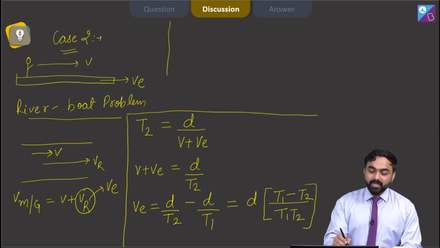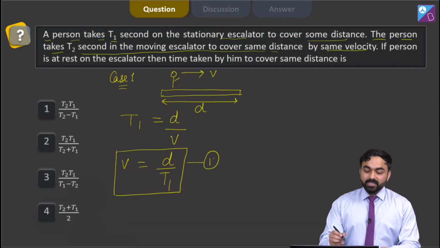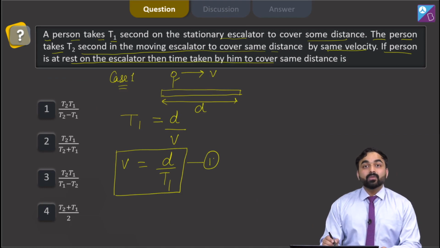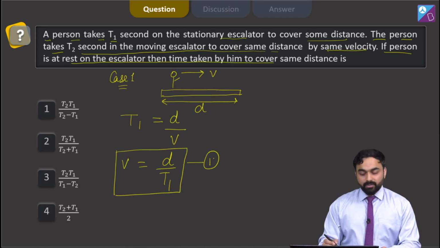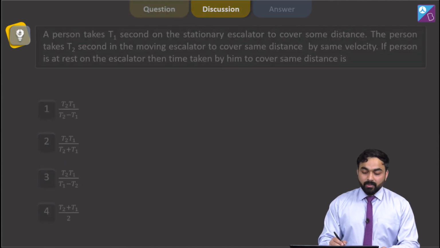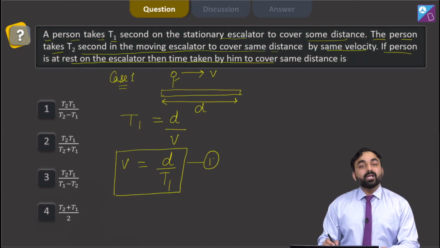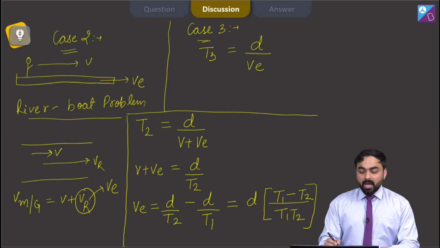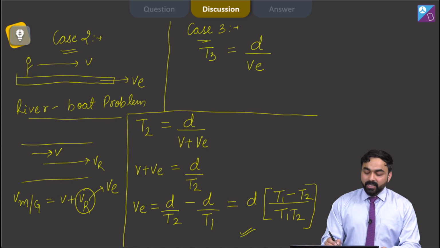In the third case, what is it saying? Case number 3 we are talking about. In case number 3, it is saying that if the person is at rest on the escalator and the escalator is moving, then the time taken is t3 and you have to calculate that time. So t3 here is d over ve, because the man is not moving, and ve I just calculated here.